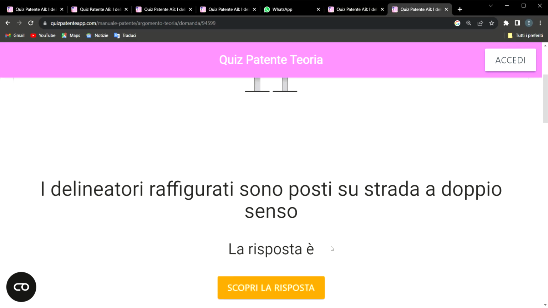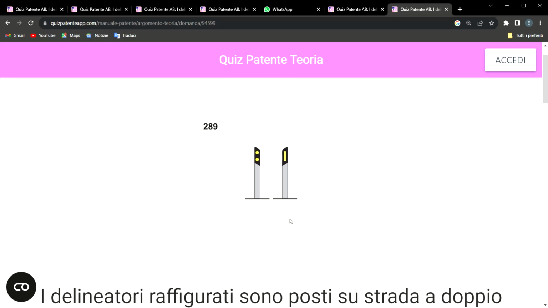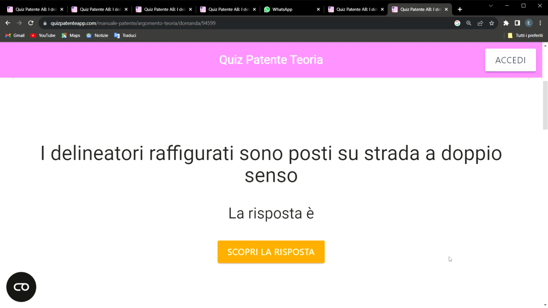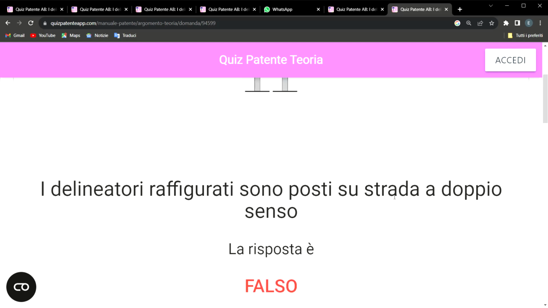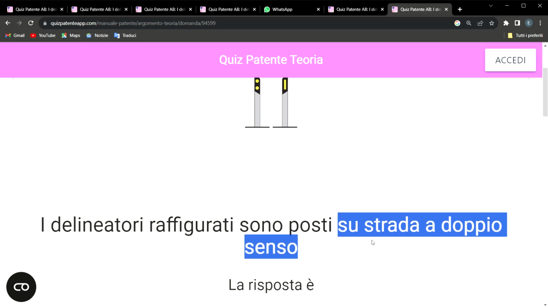Lastly, before we round up, it says i delineatori raffigurati sono posti su strada a doppio senso. You can see it here. So, vero or falso? The answer to this question is falso. Why is it falso? The reason why it's falso, it says this very one is on a strada a doppio senso, it says this very one is found on double way. No, it's only found on one way.